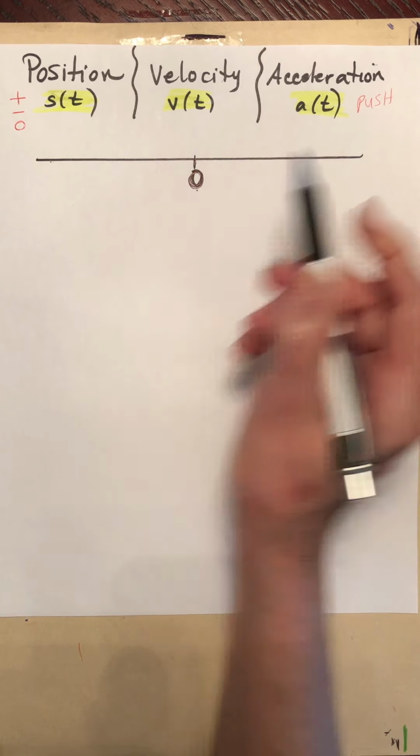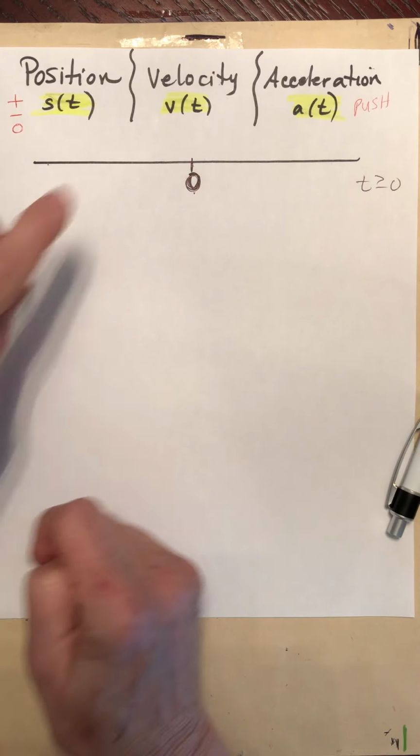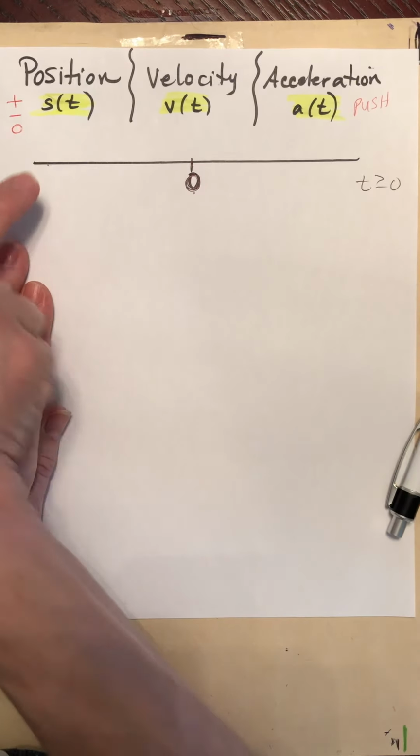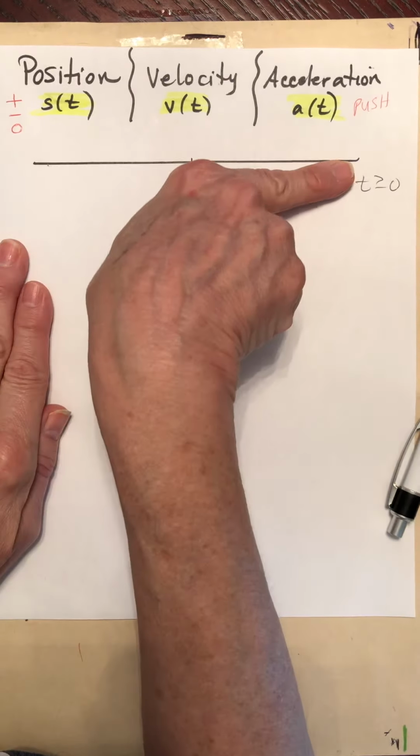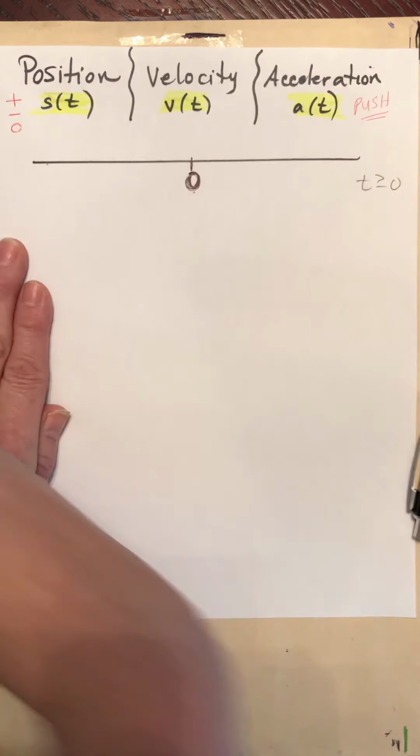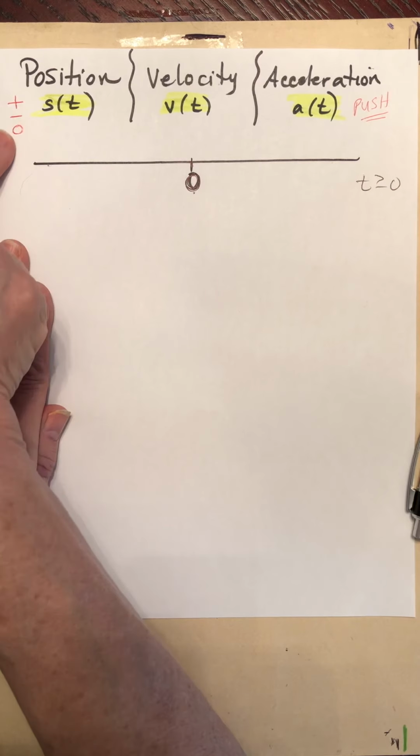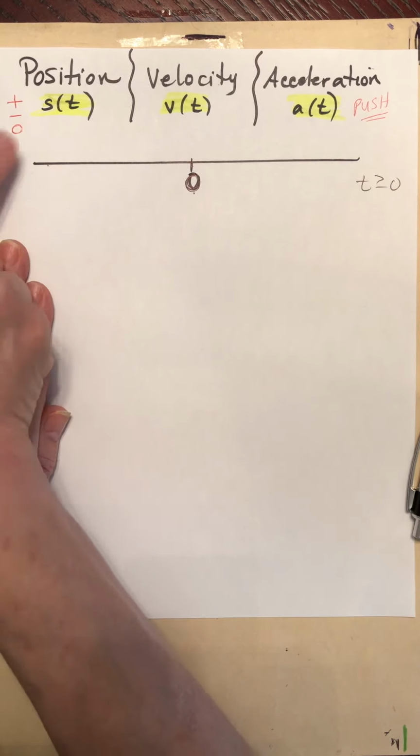So if this is like a number line, if position is negative, it simply means I'm left of 0. If position is positive, I'm right of 0. If position is at 0, then that's exactly where I'm at. Positive velocity would mean motion to the right. Negative, motion to the left. 0, no motion. Acceleration, think of that as being a push. So a push to the right is positive, a push to the left is negative, no push is 0.